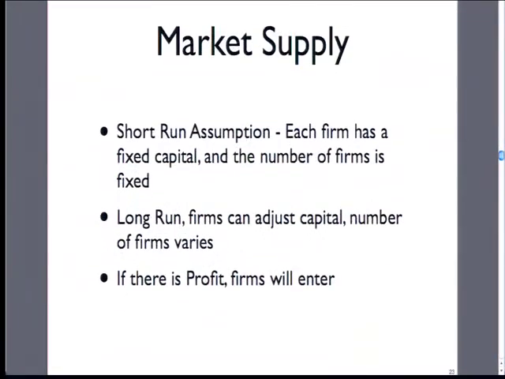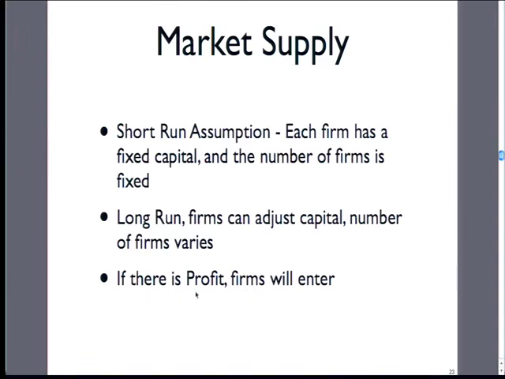We'll think about how we get from that firm supply curve that we just saw on the graph to a market supply curve. In the short run, each company has fixed capital, and the number of firms is fixed. Both of those are assumptions of the short run. The size of the factory is fixed. The number of firms in the market is fixed. In the long run, firms can adjust their fixed costs. They can add capital. And the number of firms in a market can change. New companies can enter a market. And so this is the long run question.